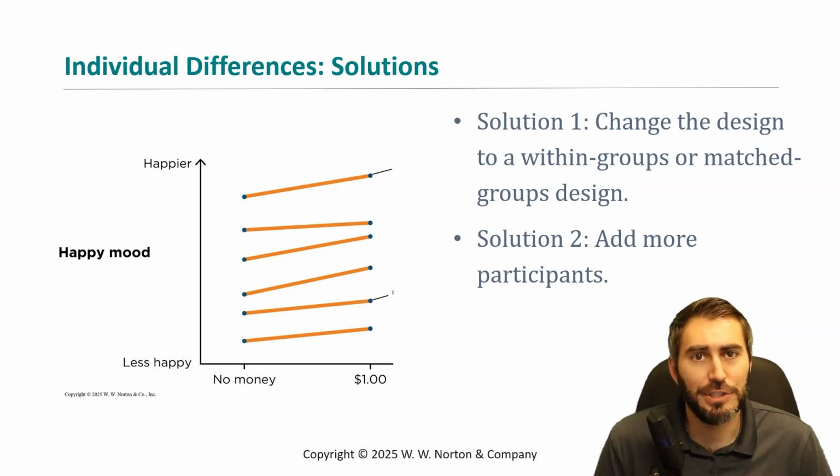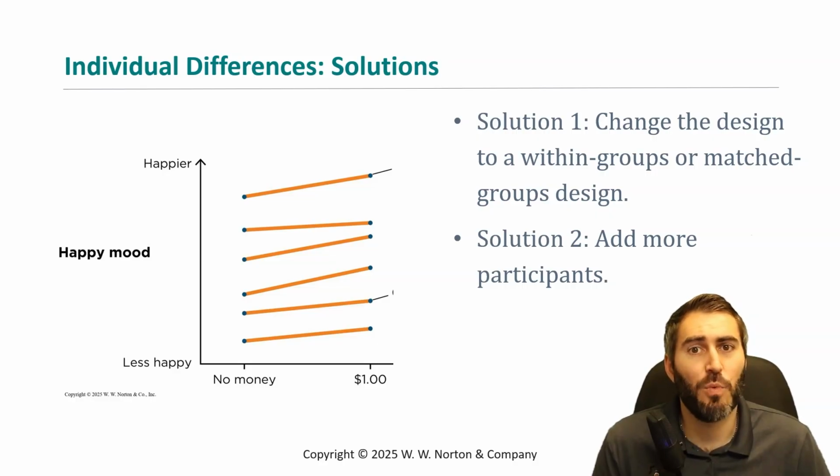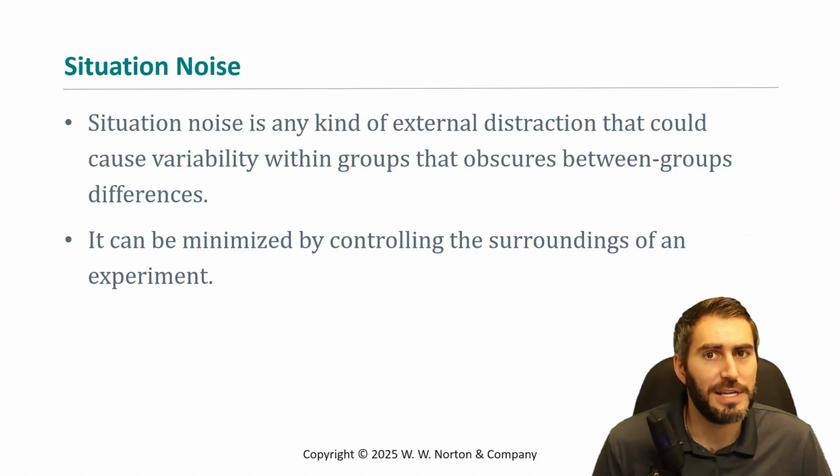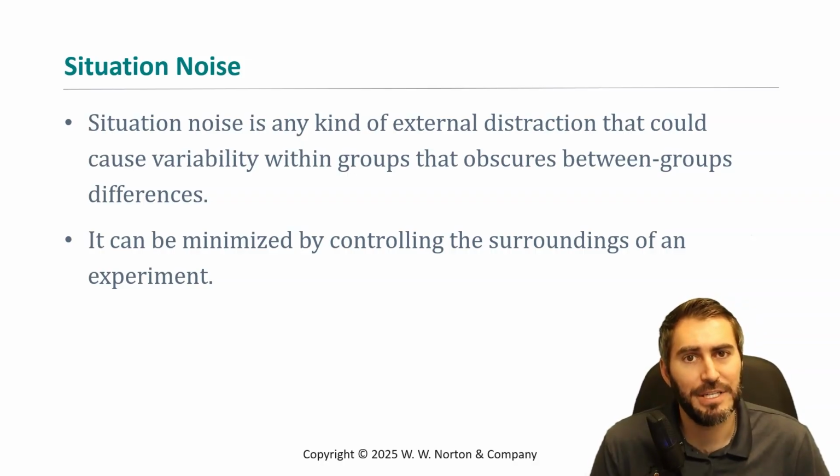The second solution is to add more participants. If it's not feasible to change the design to a within groups or matched groups design, then try adding more participants. This will lessen the effect that any one participant has on the group average. Situation noise. This is an external distraction of any kind that obscures between group difference and causes variability within groups. This includes smells, sights, and sounds that might distract participants and increase within groups variability.